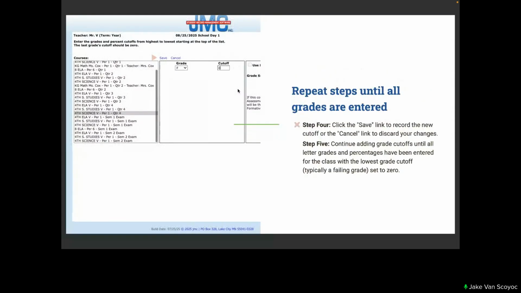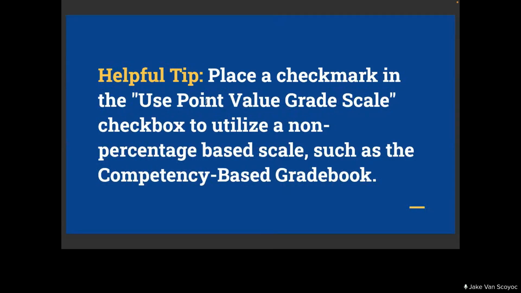On the right-hand side of the page, you're going to notice this point value grade scale. The only reason that you would ever check that is if you are utilizing a non-percentage based scale, such as a competency-based gradebook. If you're using the scores gradebook, you're most likely not using this point value grade scale. So no reason to touch that checkbox. Just leave it unchecked if you're just using traditional points and percentage grading.